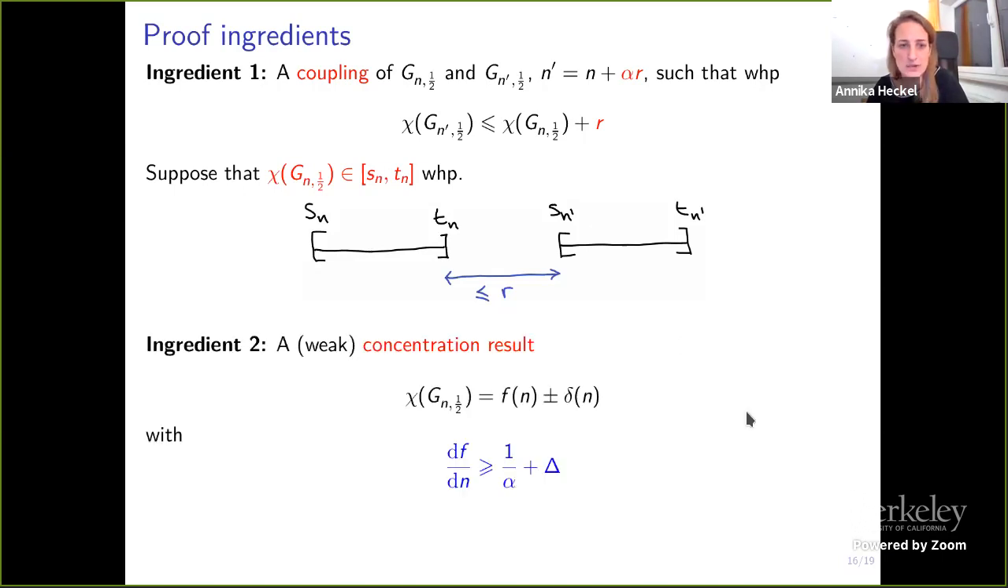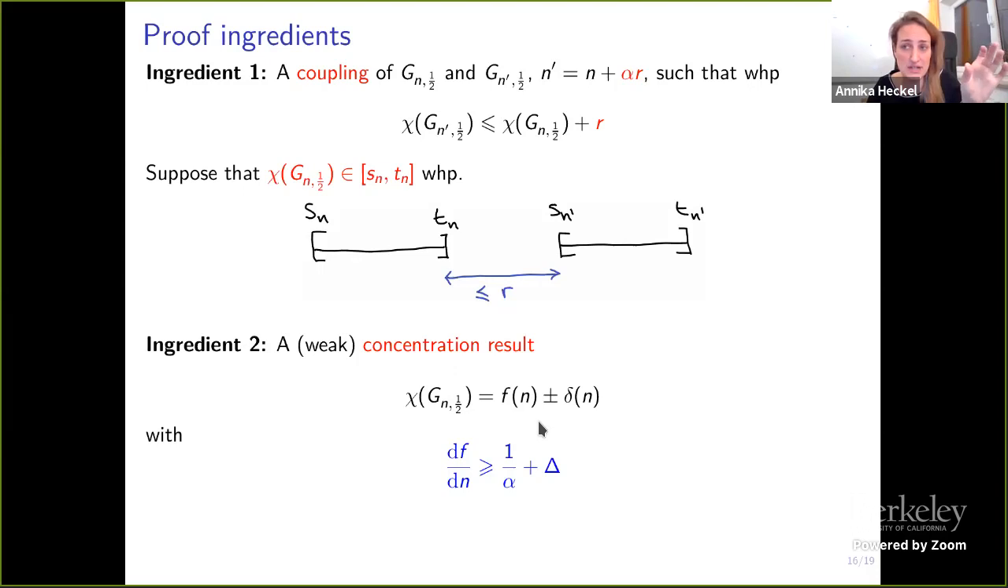Now the second ingredient that we need is a weak concentration result. So the other thing we need is an estimate for the chromatic number, which we call f(n), which holds up to some error term. And we need this estimate to increase sufficiently quickly. We need it to increase faster than, so we need the slope to be more than 1/alpha. On the next slide, I can explain why we need it to be more than 1/alpha.